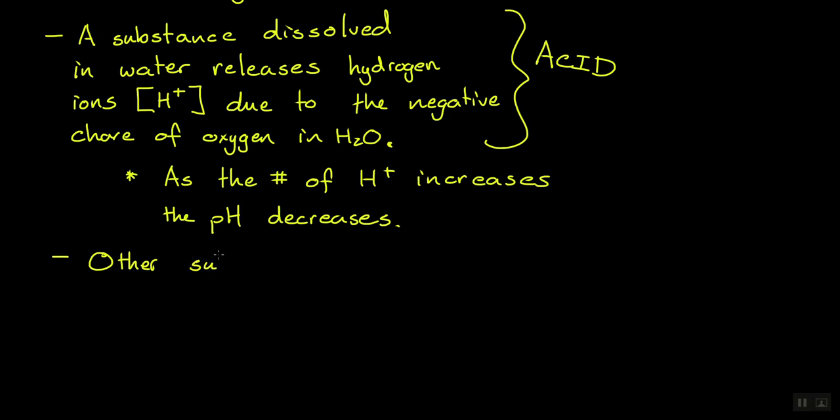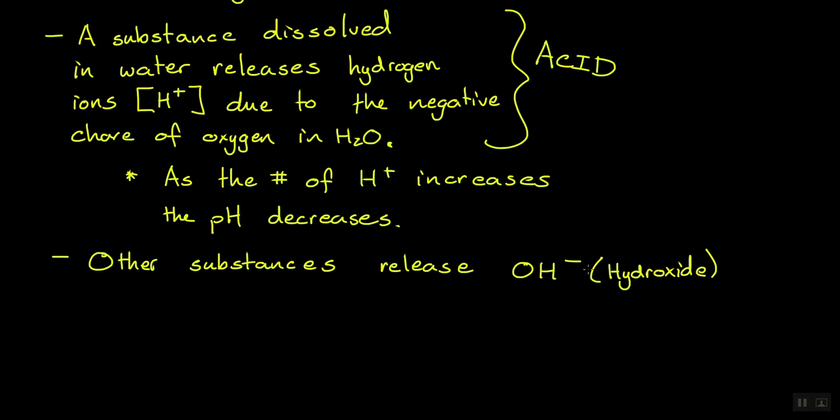Other substances, instead of releasing the positive, they release a negative. So other substances release a different type of ion, and we're going to write this out. This is OH negative. Okay, for the record, OH negative, it has a name. You should have it, but I'm not going to quiz you on this. This is called hydroxide. This is a hydroxide ion because it's now negatively charged instead of being balanced. Other substances release this. Notice it's the exact opposite.